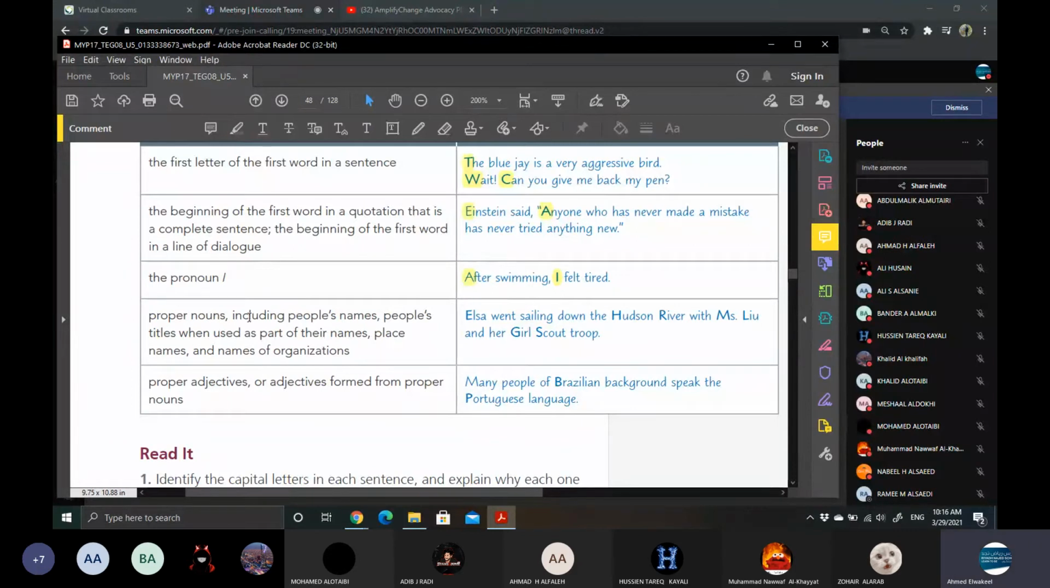Proper nouns, including, of course, people's names, people's titles when used as part of their names, places, names, and also names of organizations. So we have here Elsa, that's the name of a girl, a proper noun. Consequently, it must be capitalized and also it came at the beginning of the sentence. Elsa went sailing down the Hudson River. Hudson River, that's a proper noun also of a river. So the H and the R must be capitalized.